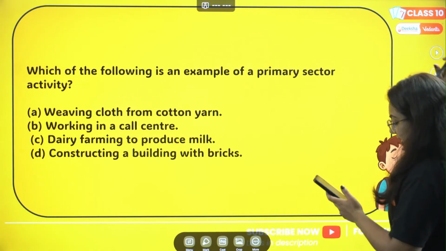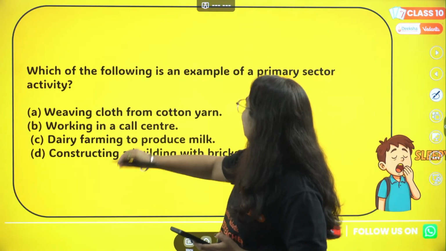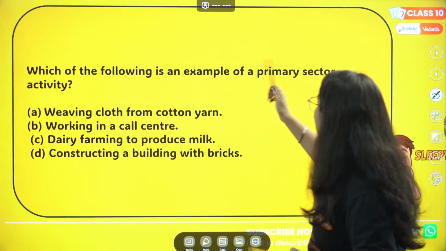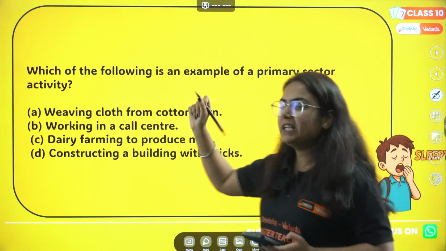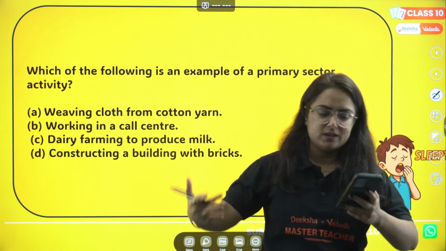Okay, moving to the next question. Meanwhile you answer this, we will be talking in between. Which of the following is an example of a primary sector activity? I have chosen simple questions in the starting and will move to the harder ones later.